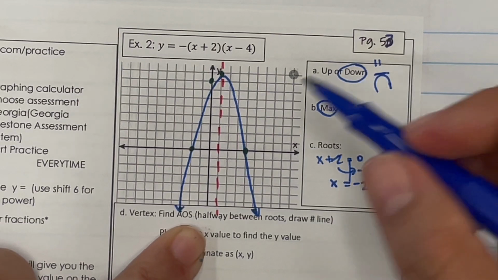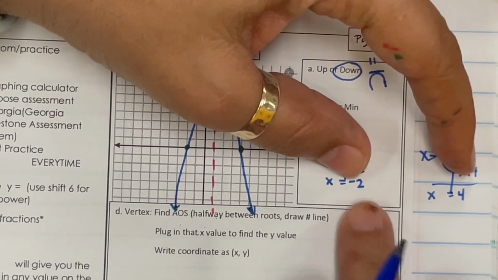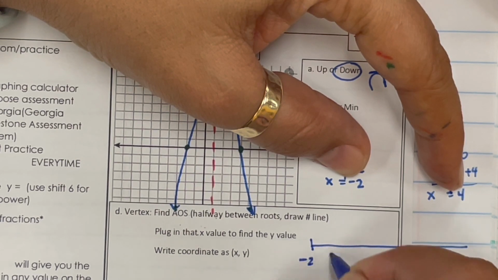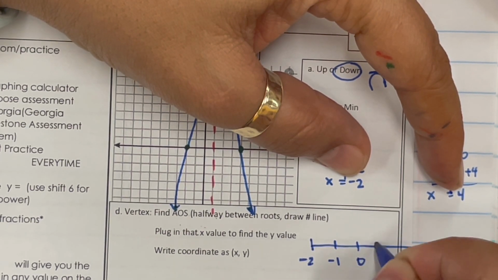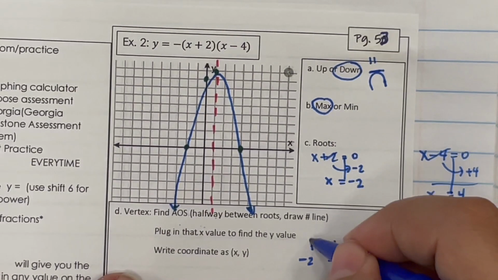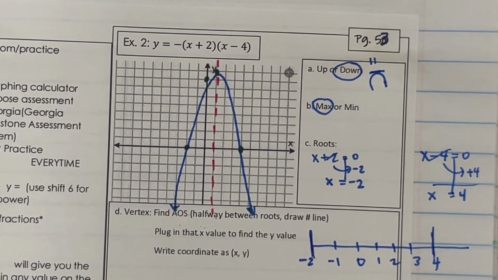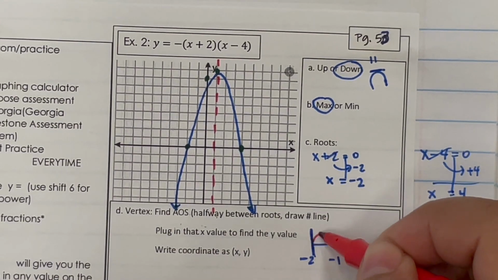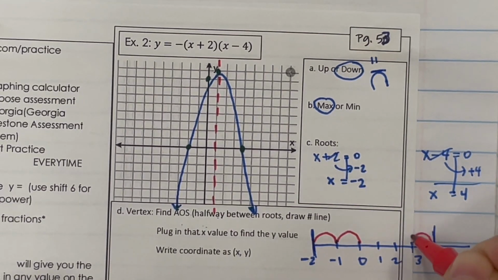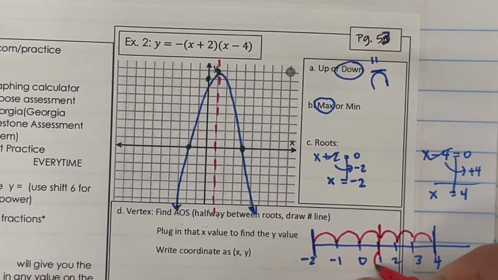To find the vertex, it's halfway between these 2 points. So what you do is you draw a number line. So I need a number line between -2 going up to 4. So we're going to draw a number line starting at -2, -1, 0, 1, 2, 3, 4. And that's all I need, right? So I'm halfway between these 2 points. You could do this mathematically, but I'm going to show you this way. I go 1 like this, that means I go 1 like that because I'm going halfway. 1 like this, I go 1 like that. 1 like this, 1 like that. And this is my halfway point.